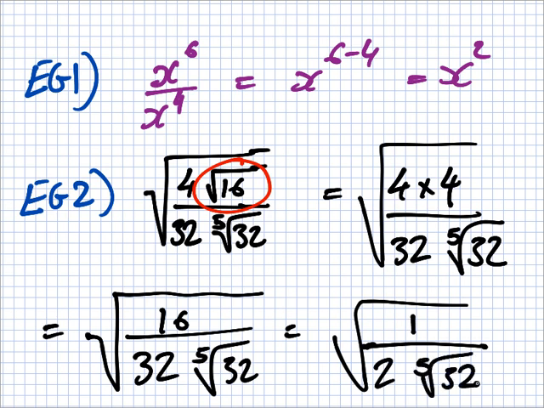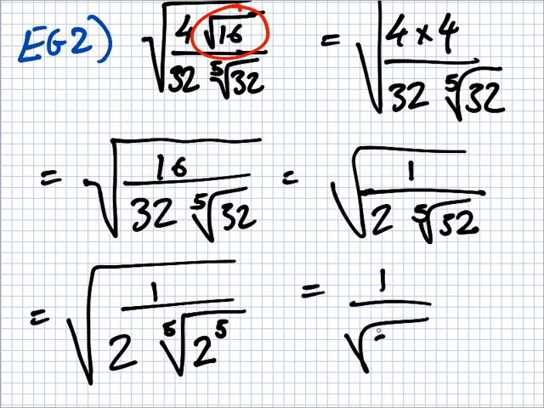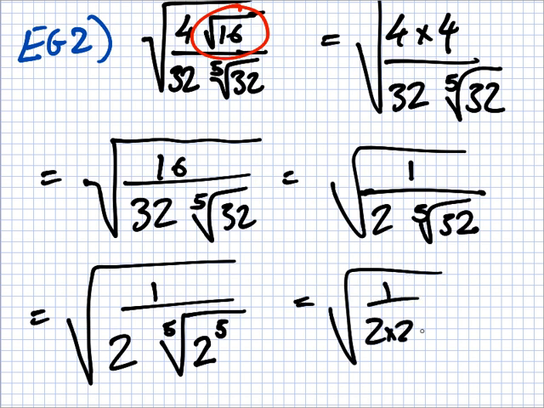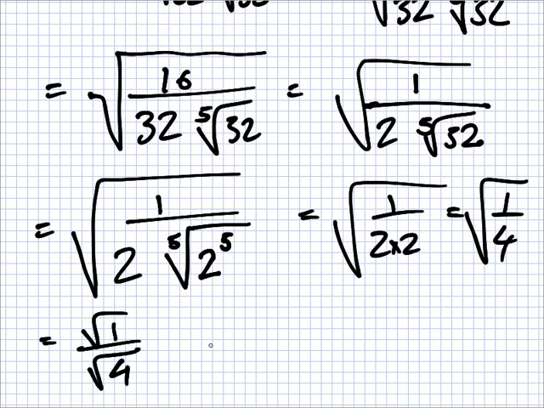Does anyone have a problem with that? No, good. Right. So next, I'll do something about the fifth root of 32. To help me see what that is, I realised that 32 is actually 2 power 5. So now, the fifth root of 2 power 5 is 2. So this is 1 over square root, it's 1 over 2 by 2, which is root 1 over 4. Which can be written as root 1 over root 4, which is obviously 1 over 2, or 2 minus 1. So this is the simplest I can make it.